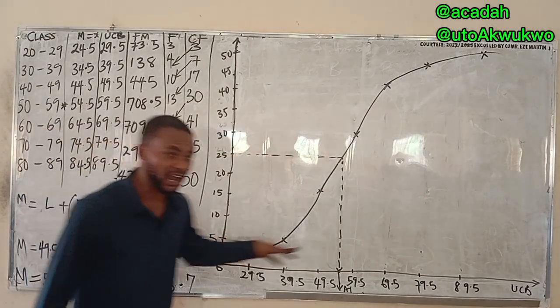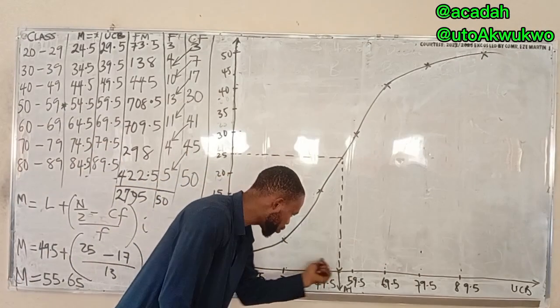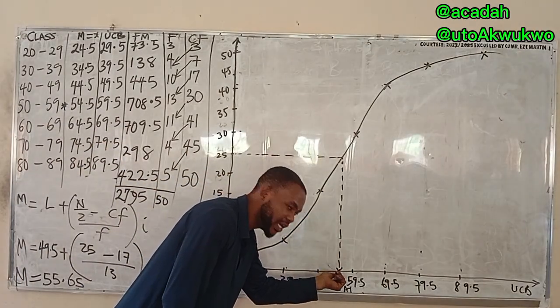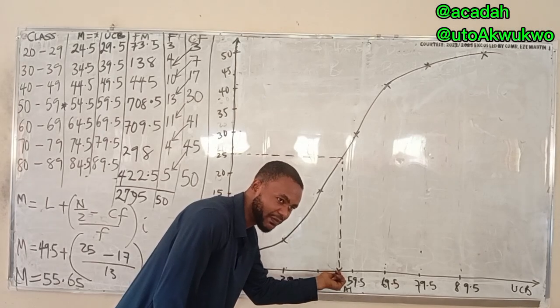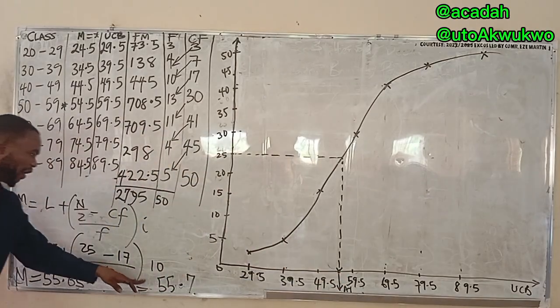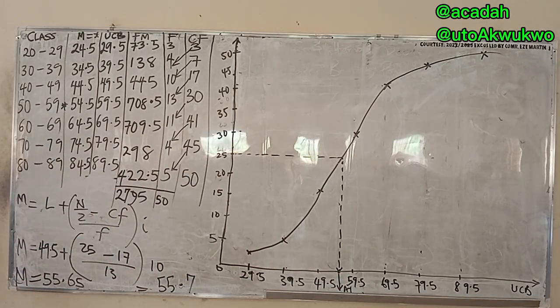Assuming this is a graph notebook, by the time you check all those dotted lines, you see at this point here, it's 55.65. But when you use your formula, this is what you have. So if you are not using a graph, for objective sake, all you need to do is be able to locate the class, then use it to solve. So we've gotten the mean, the mode, the median. The next thing now is to find the quartiles.